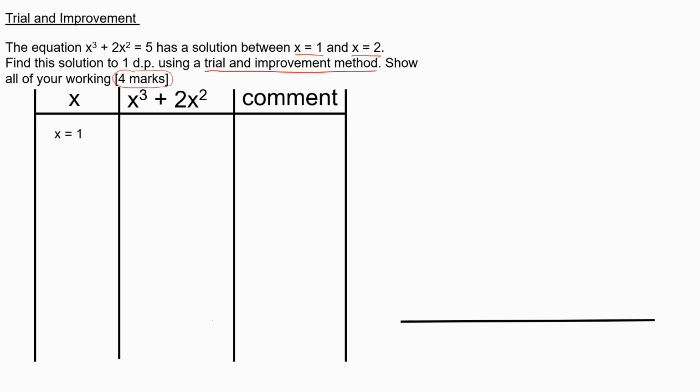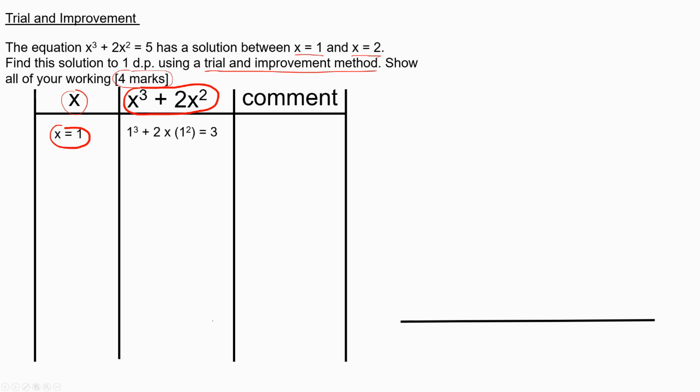The first part of the workings will be to draw this table with a column for x, a column for the left-hand side of the equation, which is x cubed plus 2x squared, and then a column for comments. All these comments are going to be whether or not our values are too large or too small, so it's nothing complicated. We begin by substituting in x equals 1, because we're told that the solution lies between x equals 1 and x equals 2.